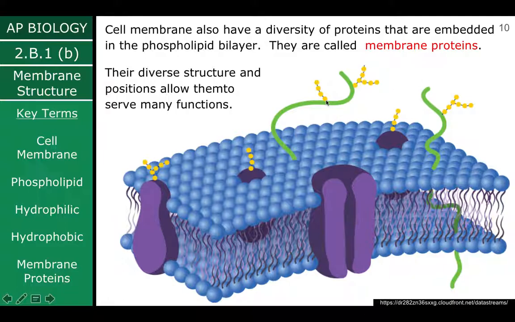So the cell membrane also has a diversity of proteins that are embedded in it. These are the membrane proteins, which I just discussed. That's where we get that word mosaic from. Now, the combination of all these different membrane proteins allows for movement of molecules to move inside and outside of the cell.